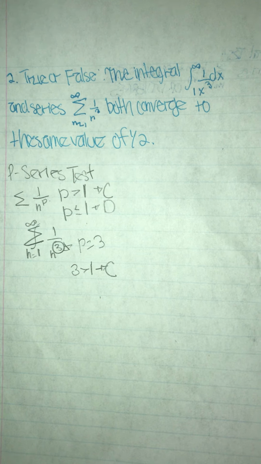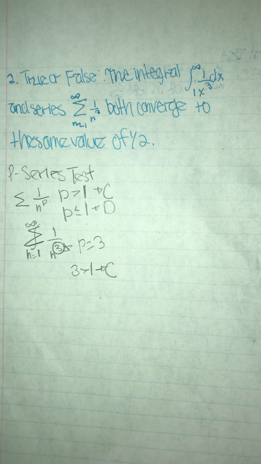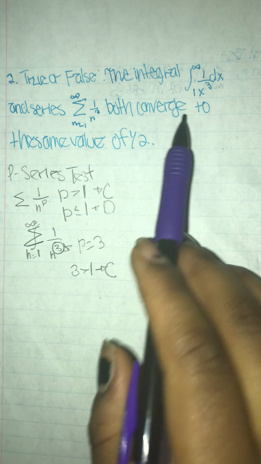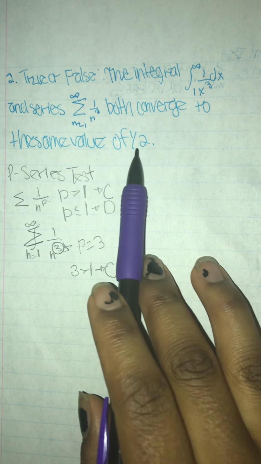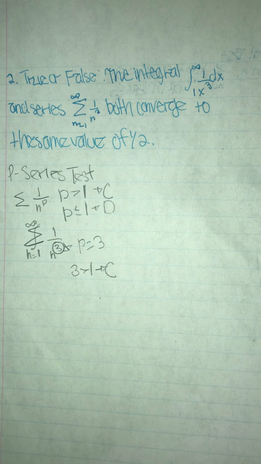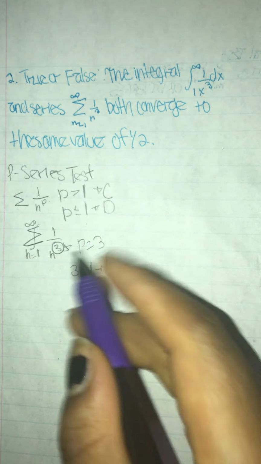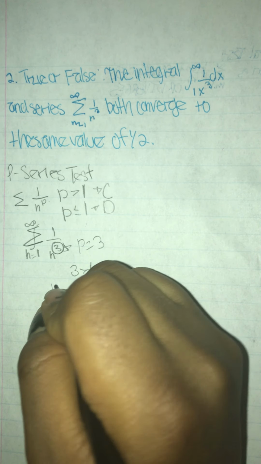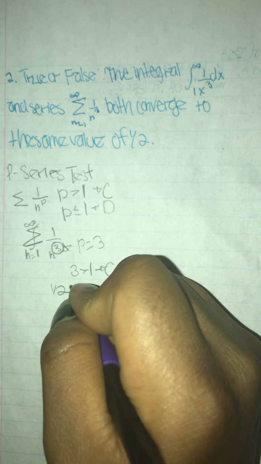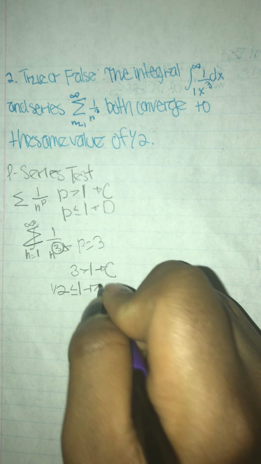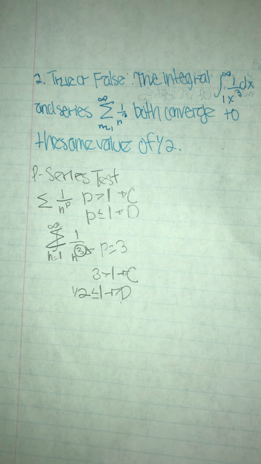However, this still makes it false because it's asking, does it converge at the same value of 1/2? According to the rules given by the p-series test, if our p was equal to 1/2, then this would only diverge. So this is a false statement, and it converges at 3.